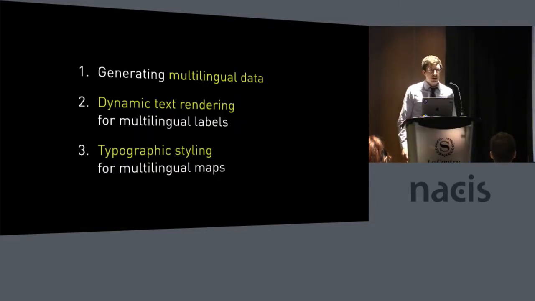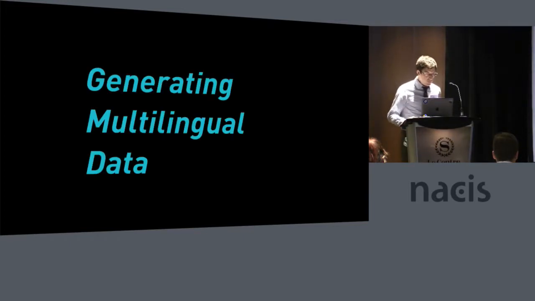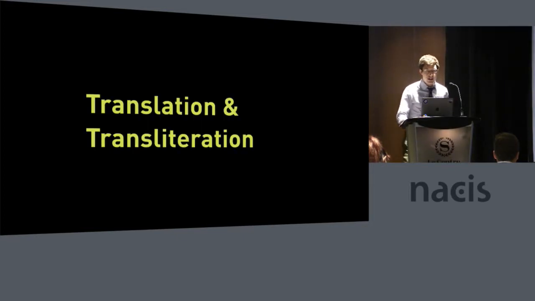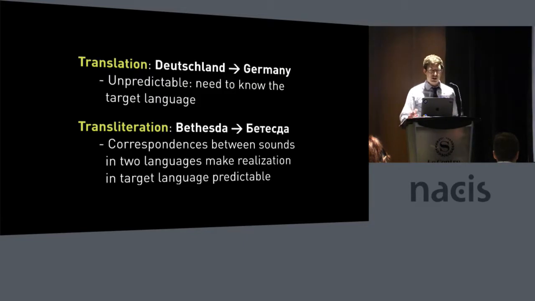So we'll discuss three main components of building a multilingual map. One is generating multilingual data, and then using dynamic text rendering for multilingual labels and applying typographic styling correctly for multilingual maps. So to provide labels in a user's preferred language, we need to gather and transform map label data. And we do that through two main techniques, translation and transliteration. And these apply in different scenarios.